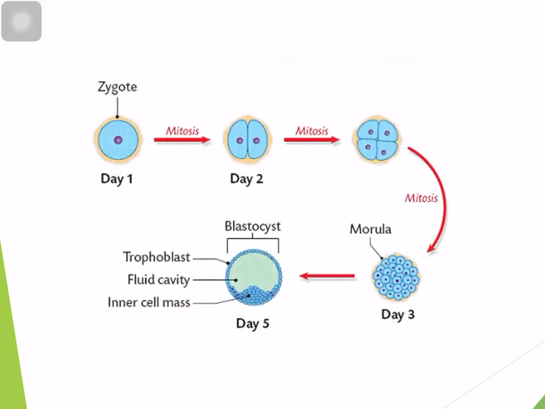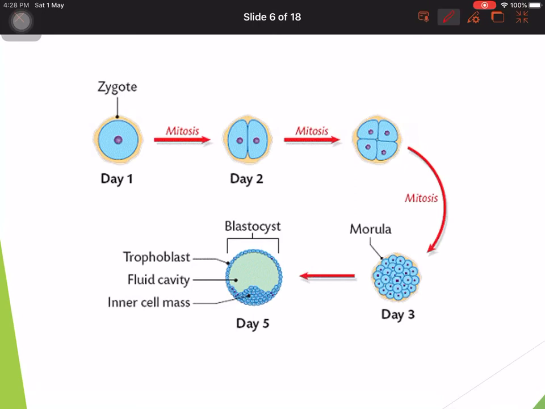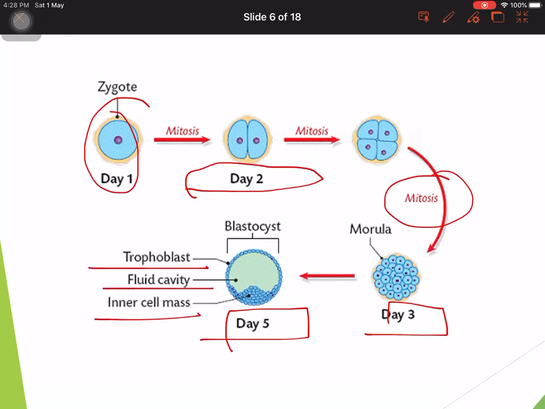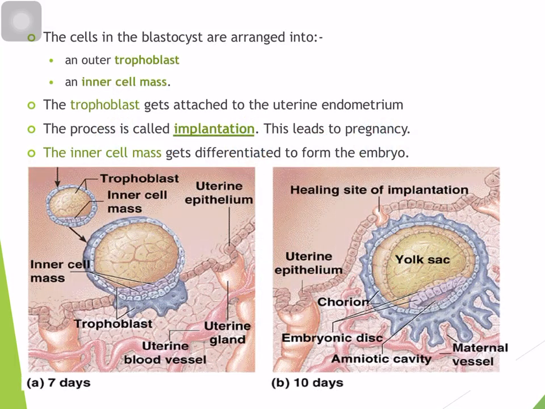You can see from this figure also. Day 1 is when the zygote is formed, then mitosis occurs on the second day, then the 4 cell stage, morula stage on day 3, and blastocyst on day 5. In the blastocyst you have to remember trophoblast, fluid cavity and inner cell mass are the 3 things which will help you to understand the other things.